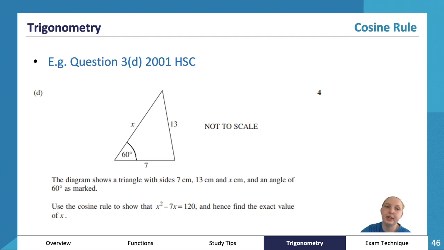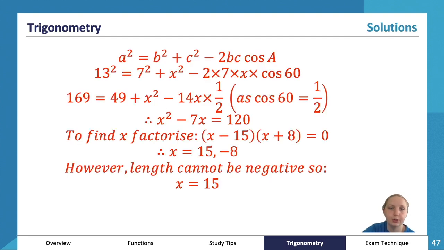Alright, so we might have a look at this question. With our cos rule, a squared equals b squared plus c squared minus 2 times b times c times the cos of a. First thing we want to do is just substitute in everything that we know. So we've got 13 squared equals 7 squared plus x squared minus 2 times 7 times x times the cos of 60.